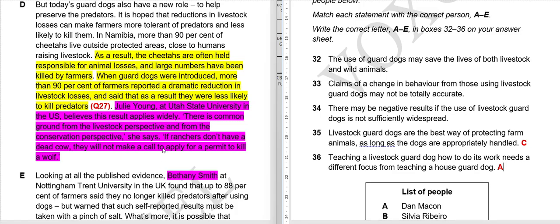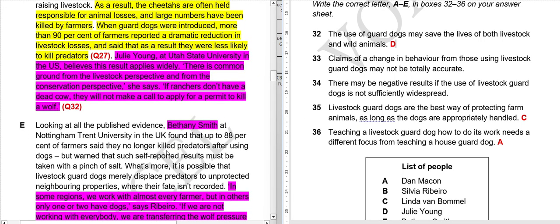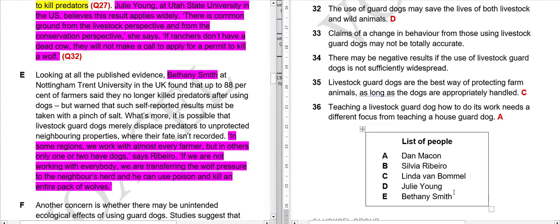But where is it written? So here she is saying if ranchers don't have a dead cow, meaning the cow is alive, they will not make a call to kill the wolf. So the wild animal will also be safe. So this is our answer to question number 32. Julie Young. So Julie Young is D option. I hope it is clear till now. Bethany Smith. Bethany Smith. E option.